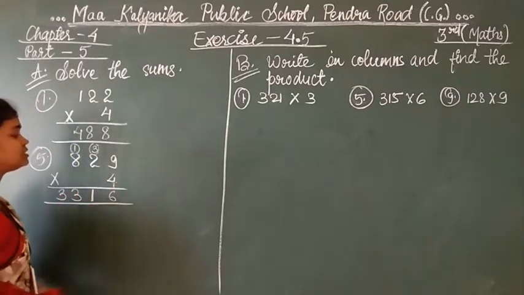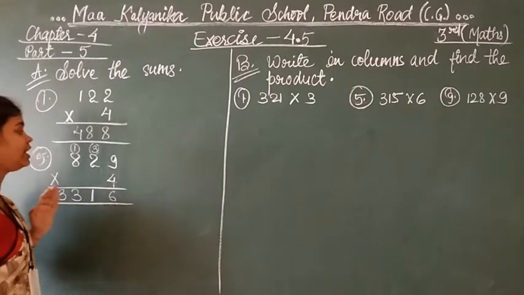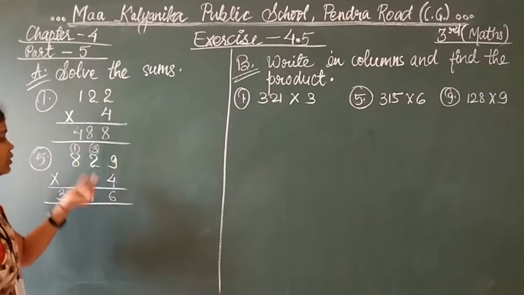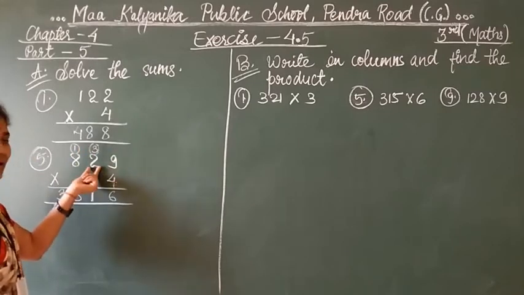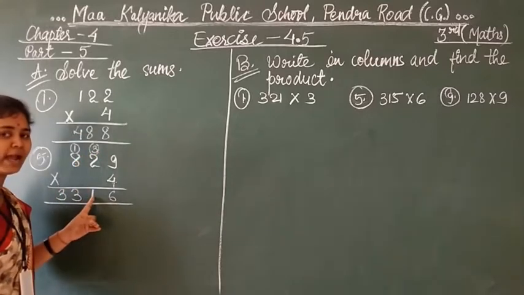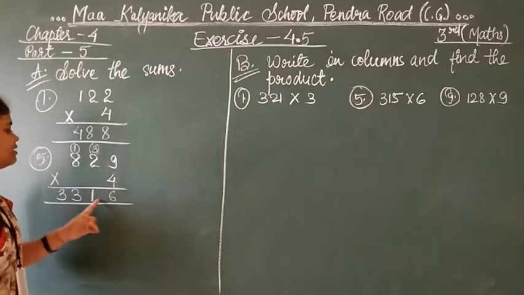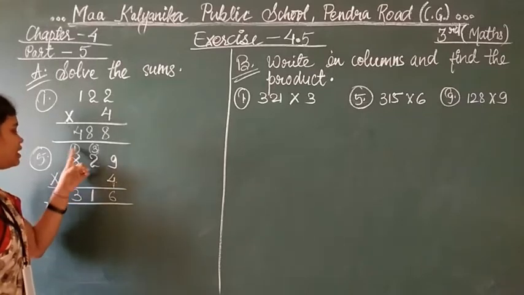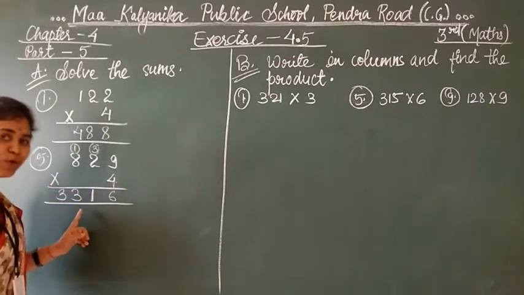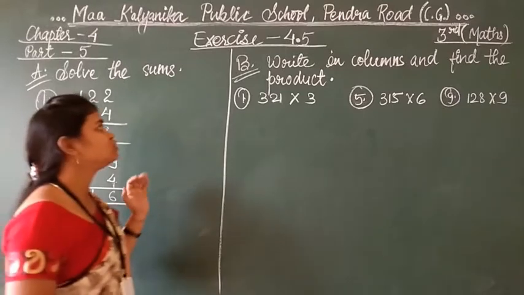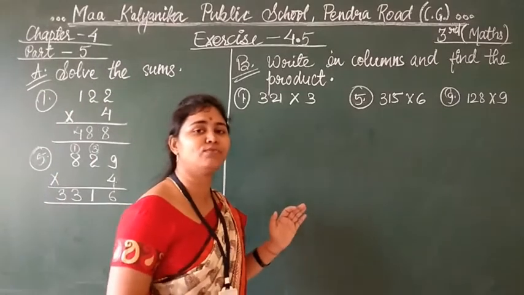33. So students, you can check it once again. 9 4s are 36, 3 and 6; 4 2s are 8, plus 3 is 11. Don't forget to add the carry. Now 8 4s are 32 plus 1 is 33. So the product received here is 3316. After this you can solve the rest of the questions.